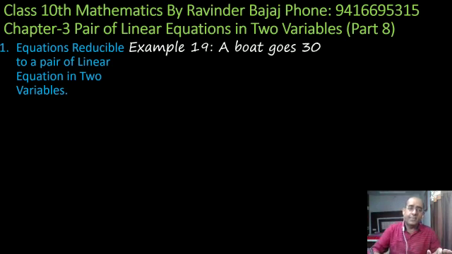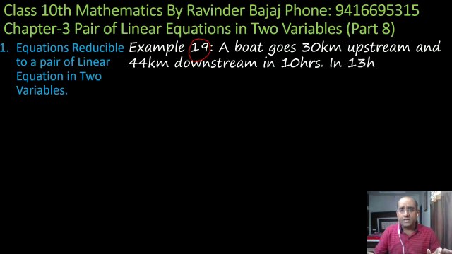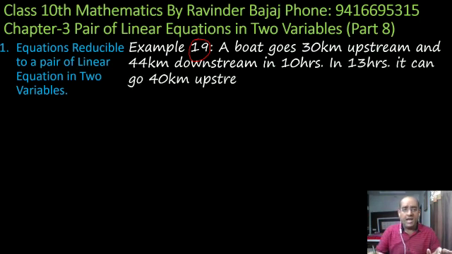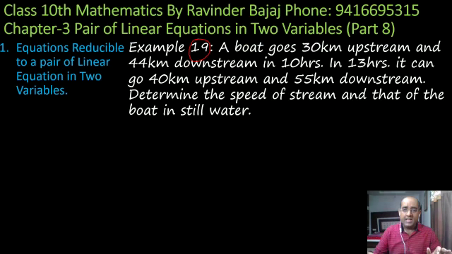This is example number 19. A boat goes 30 kilometer upstream and 44 kilometer downstream in 10 hours. In 13 hours, it can go 40 kilometer upstream and 55 kilometer downstream. Determine the speed of stream, that is water, and that of the boat. We have to find the speed of stream and boat. How to find this? See the solution.